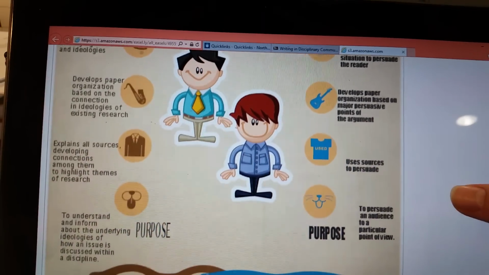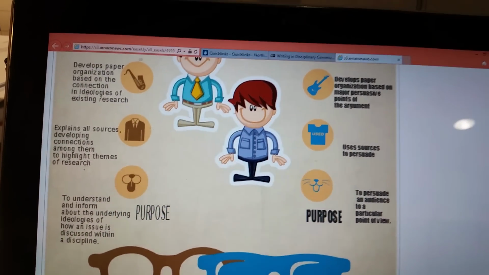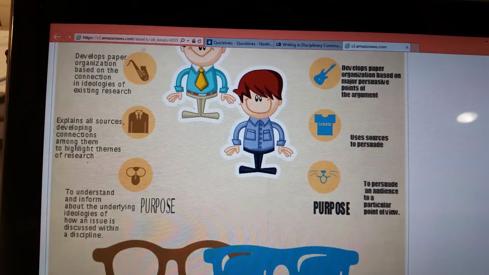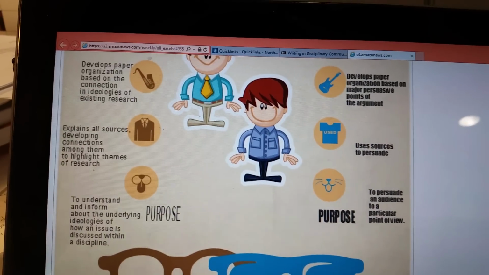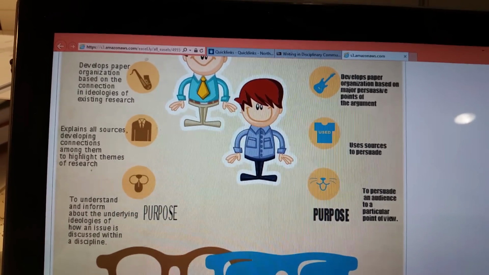A research paper develops a paper organization based on the major persuasive points of the argument. So if I were writing a paper on why global warming actually exists, I would lay out the points: car emissions, carbon emissions, and I would just lay out my points like that, and then I would find research to support them.